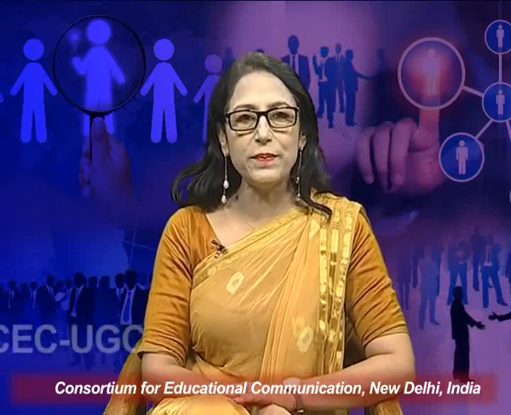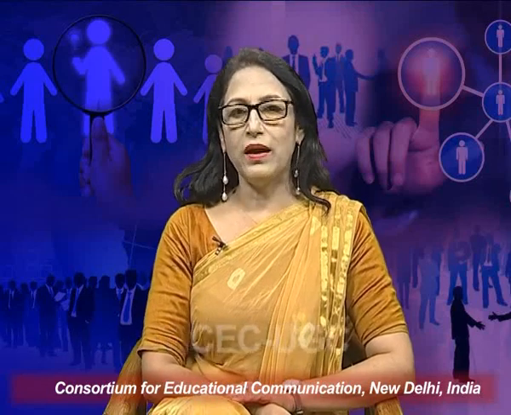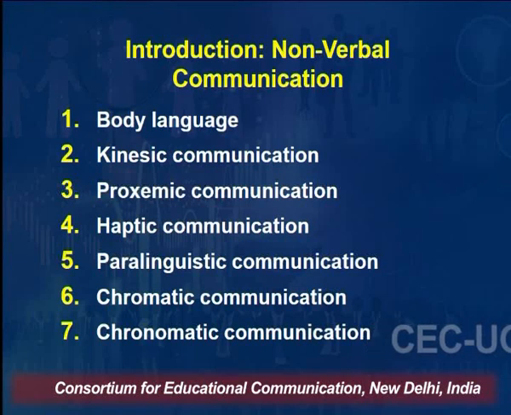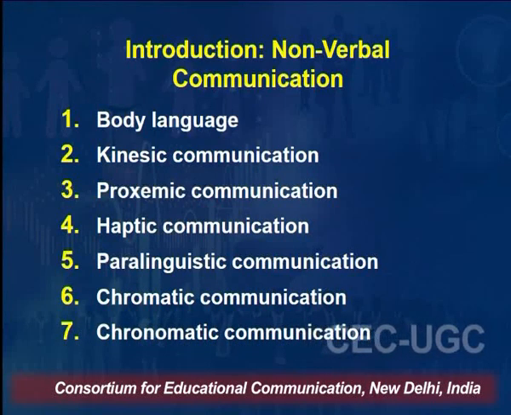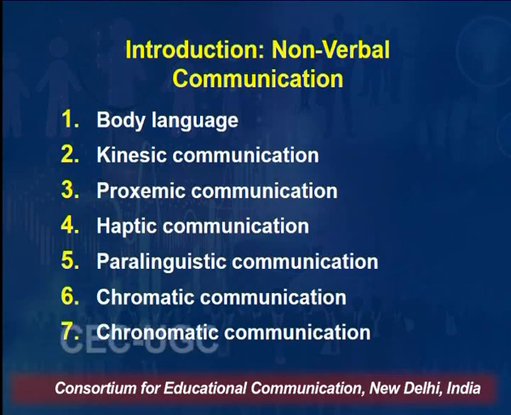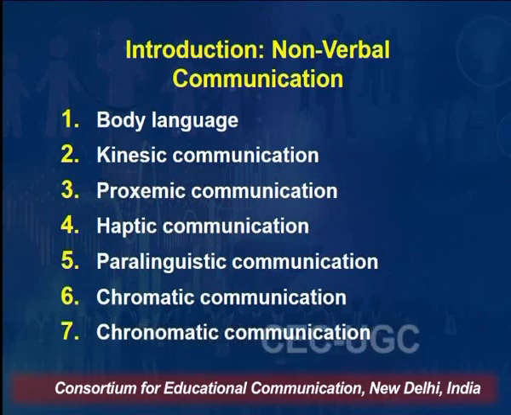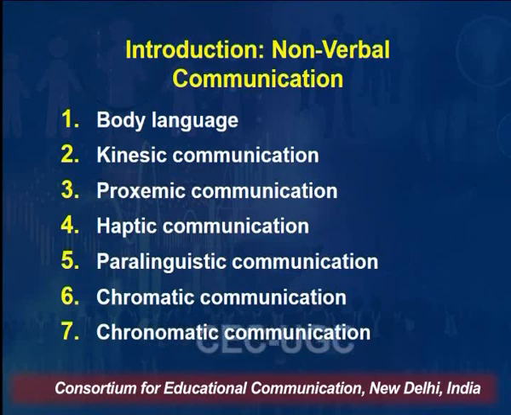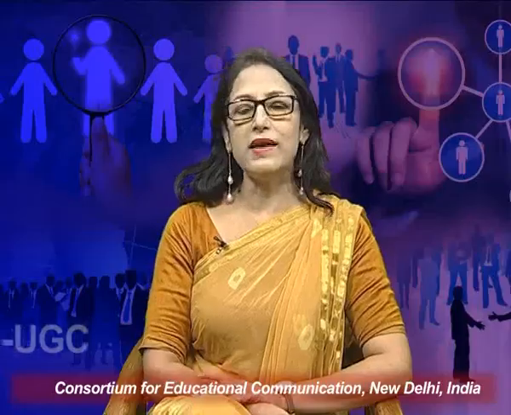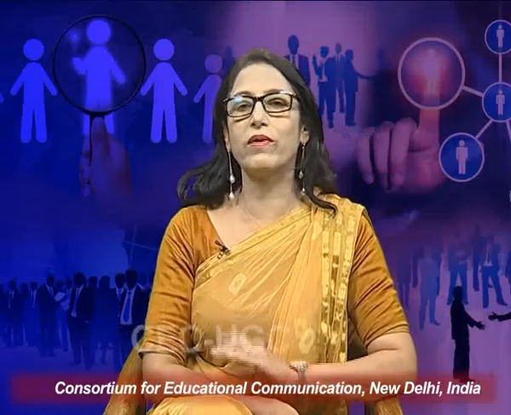So there are 7 types of non-verbal communication. The first one is where we involve the body. So we call it body language, the most important one amongst the non-verbal communication means. The second one is kinetic communication. The third one is proxemic communication. The fourth one is haptic communication. The fifth one is paralinguistic communication. The sixth one is chromatic communication. And the seventh is chronemic communication. Right, so we have 7 kinds of non-verbal communication.